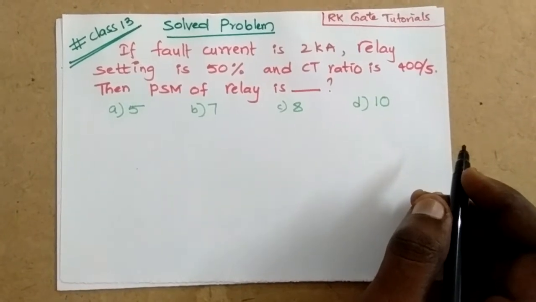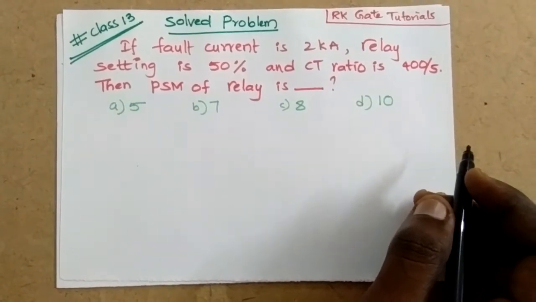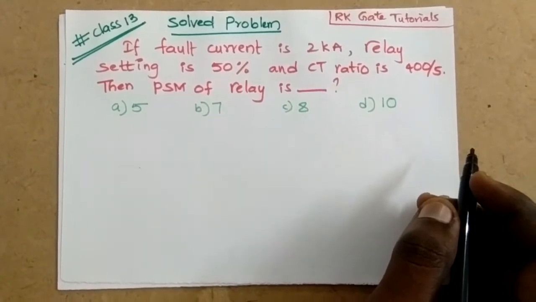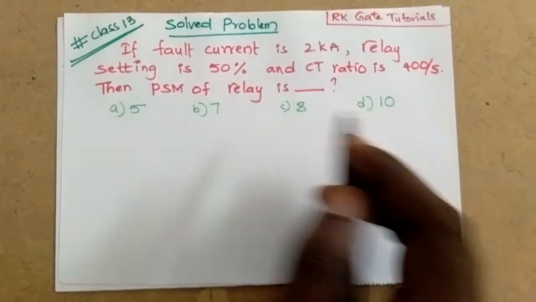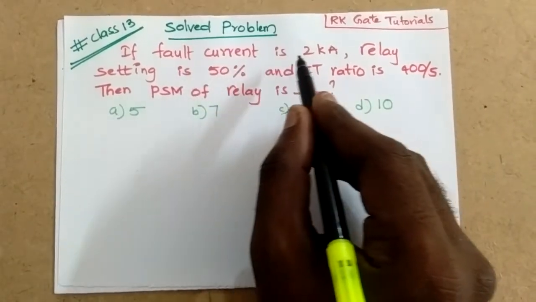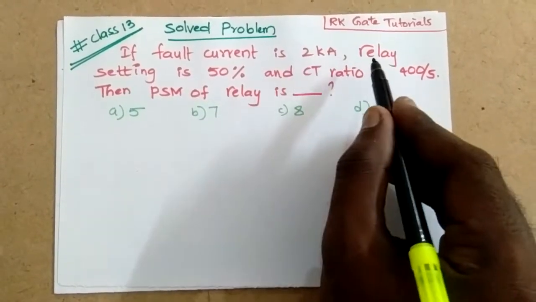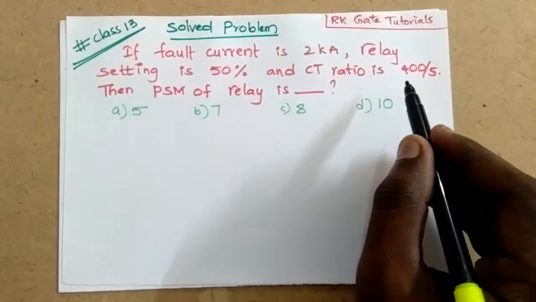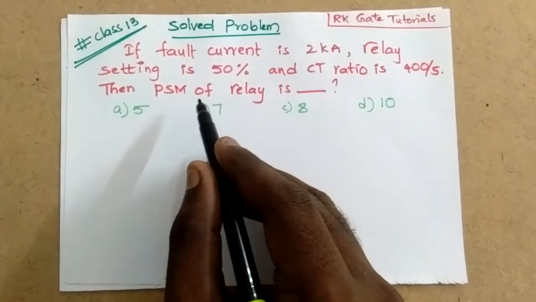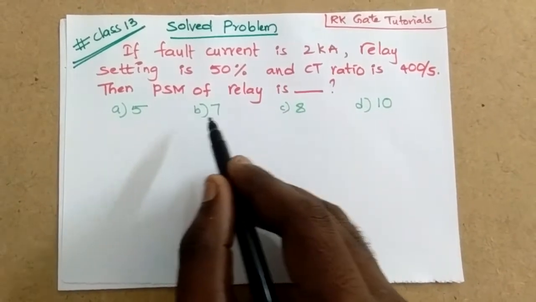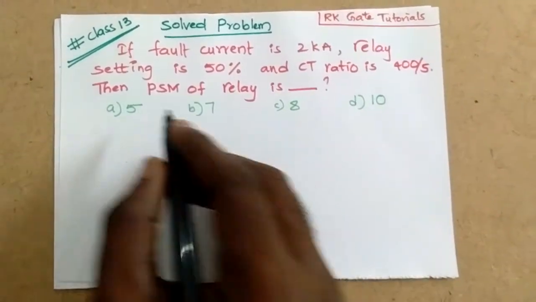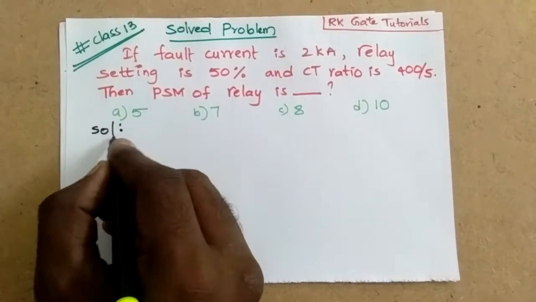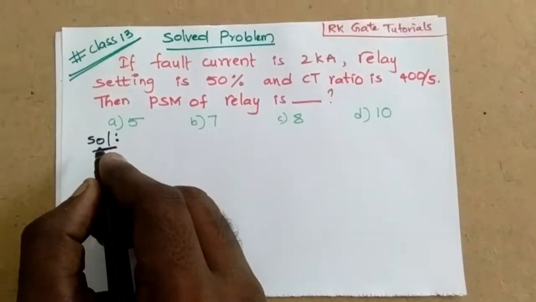To continue from the previous class, let us solve one more problem on the plug setting multiplier of the relay. Here we are given a question: if the fault current is 2 kilo amperes, the relay setting is 50% and the CT ratio is 400 by 5, then what is the PSM of the relay? We are given the options. So let us solve the PSM. Let us look at the solution.